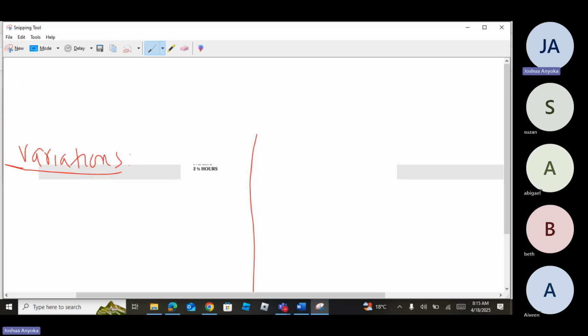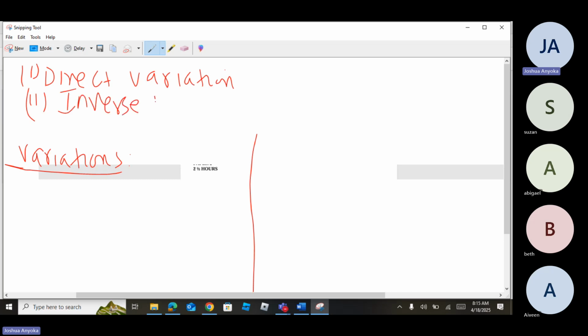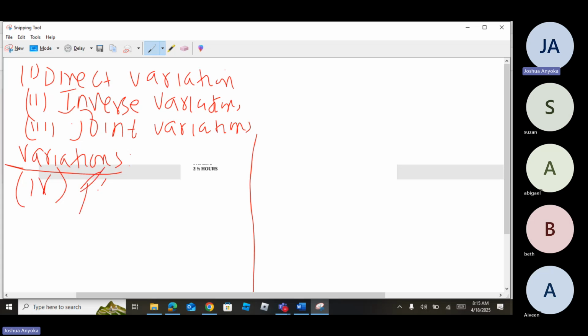We have four types of variations. One is a direct variation. Number two, it is an inverse variation. When the two are combined, they give us number three, which is called joint variation. And then the last one, number four, is a partial variation.